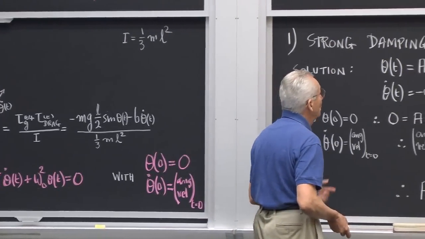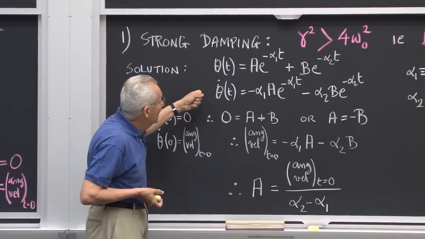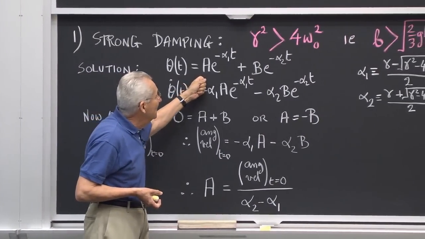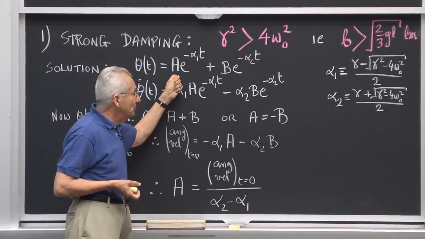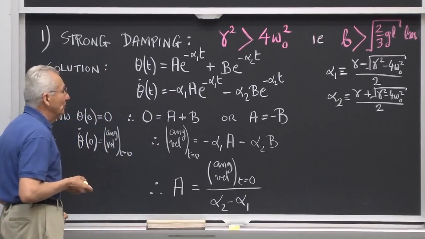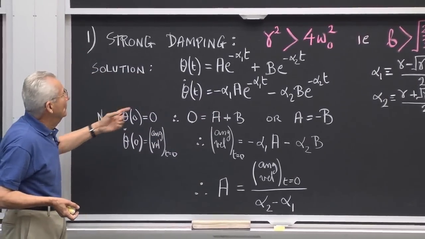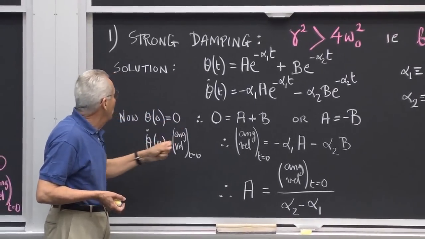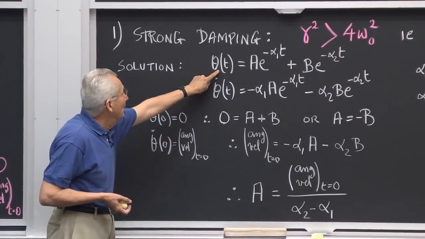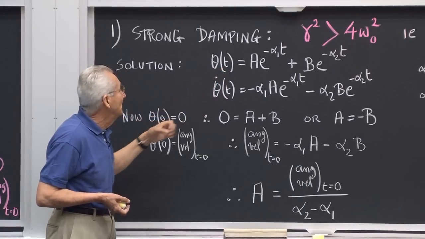All right, so we must now make sure that A and B, these arbitrary constants, are consistent with these initial conditions. And obviously how you do that, you take this equation, and I take what is theta at t equals 0.